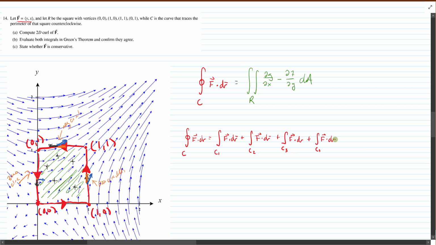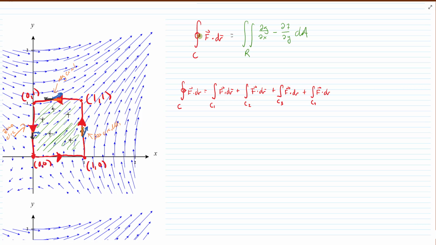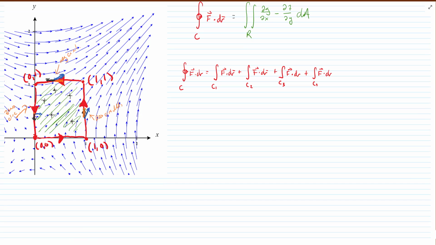Now, one thing to keep in mind is that this originally had a counterclockwise orientation. You never need to draw that counterclockwise arrow, but I'll just draw that to remind us. So when I go to give my parametric descriptions of C1, C2, C3, and C4, I need to make sure that as I give those parametric descriptions, I continue in that counterclockwise manner. So what I'd like you to do is pause the video and give the parameterizations.